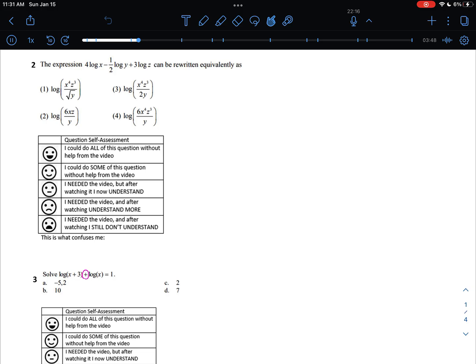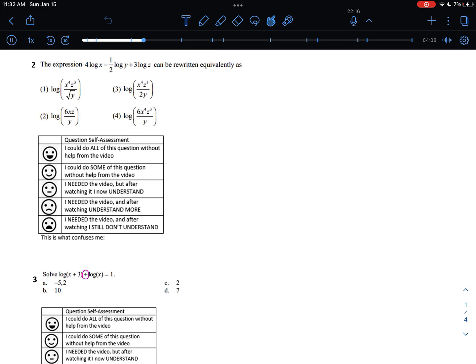The other thing I see is that I do have scalar multipliers. I have numbers in front of my logs, and those I'm going to move inside as powers. And I'm also going to make certain that all of my logs are the same base because that's the only way I could use the rules. So let's start working on the problem.